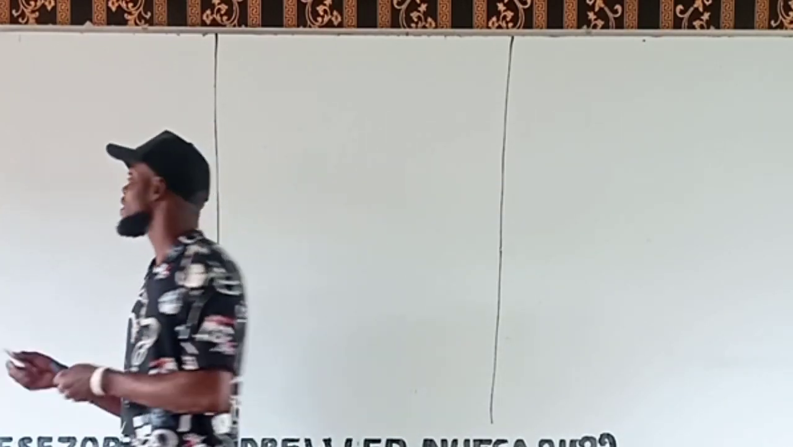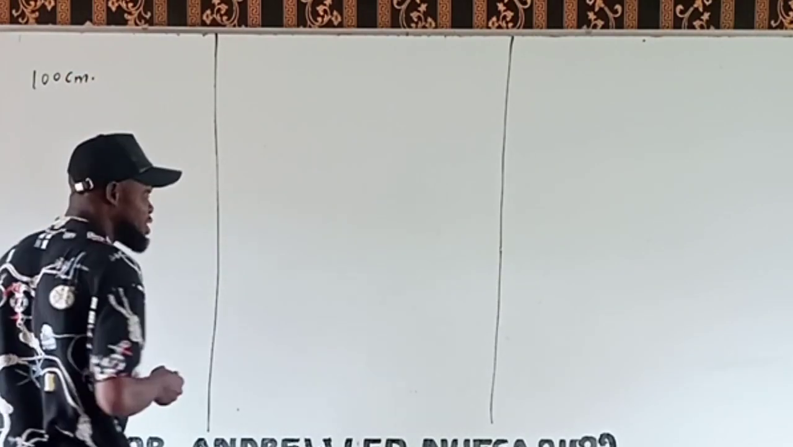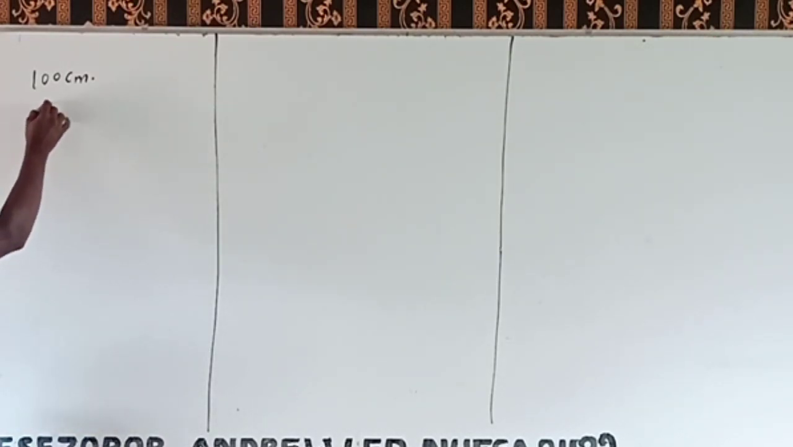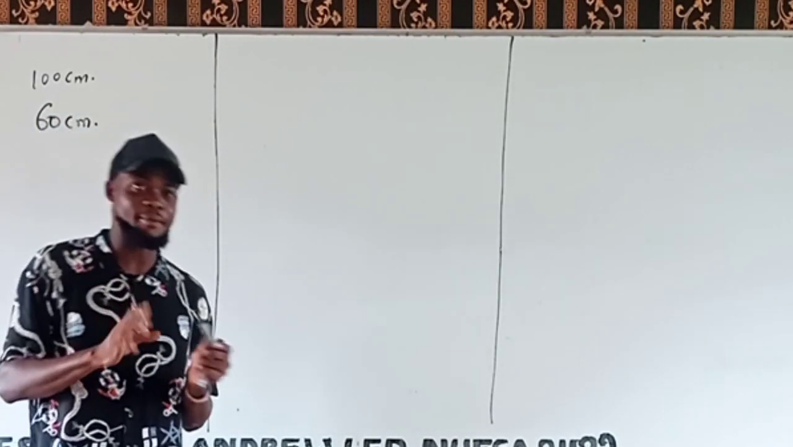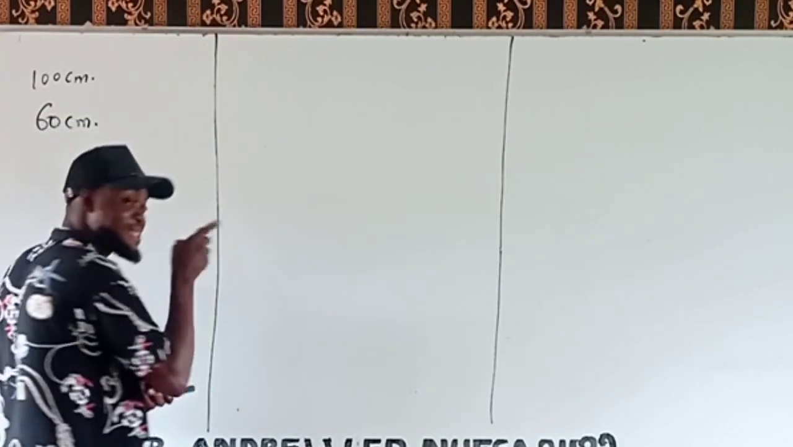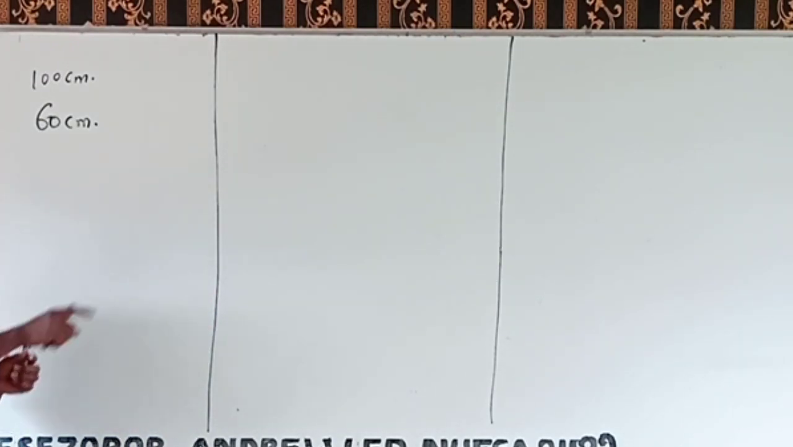A meter rule of length 100 cm, that is the length of the meter rule, is pivoted at 60 cm mark. Now, pivoted means it is supported at the 60 cm mark, that you measure 60 cm from the end. It was supported at that point.